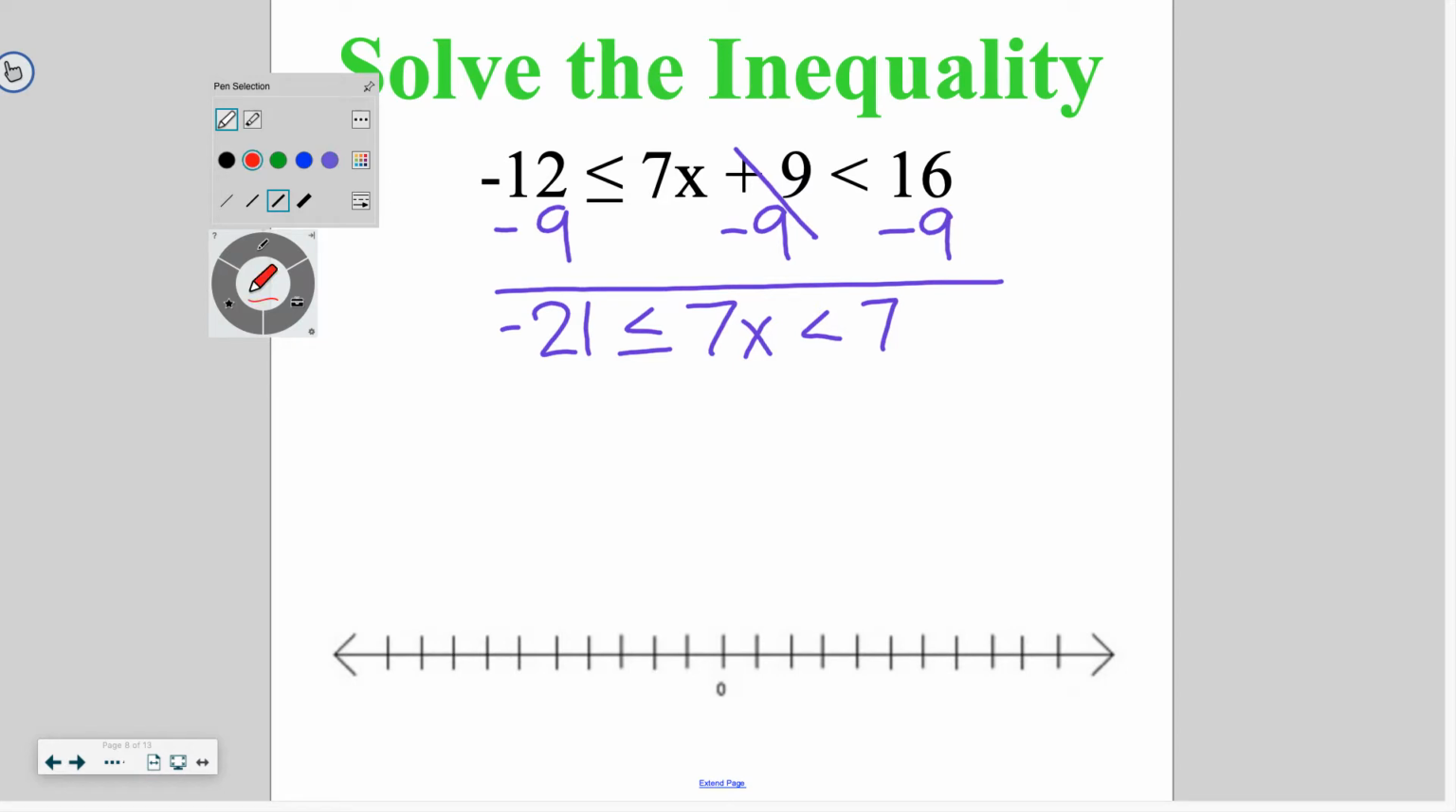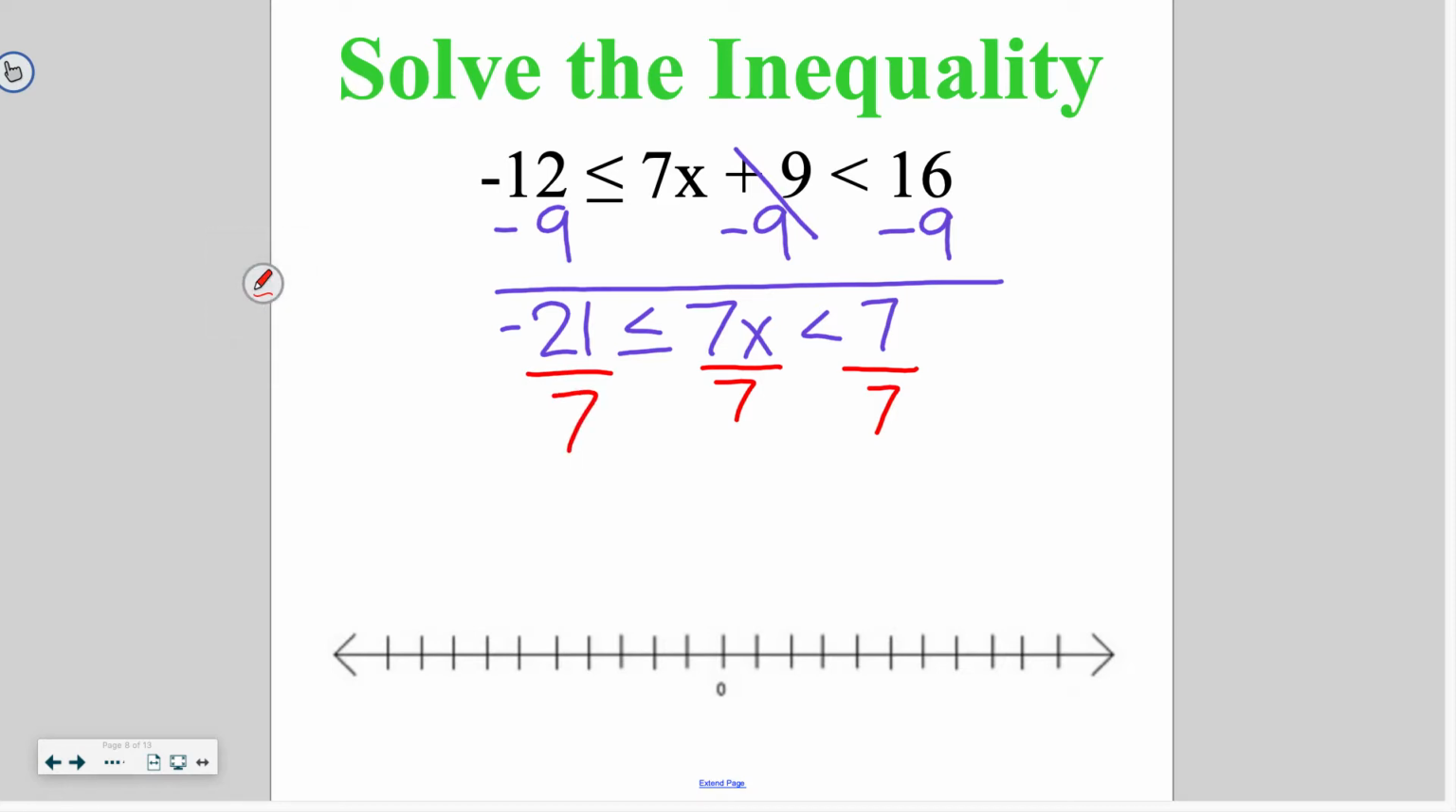We're going to do the same thing now when we divide to get rid of that 7. We're going to divide all three pieces of this inequality by 7. So we end up with negative 3 is less than or equal to x, which is less than 1.